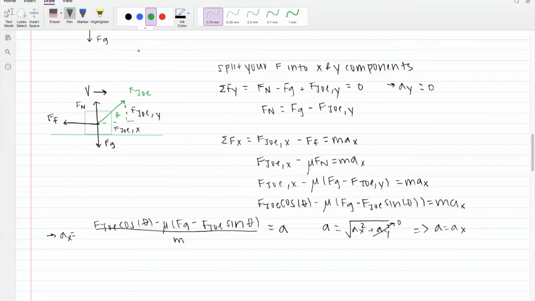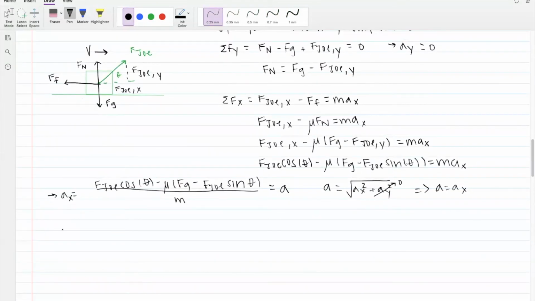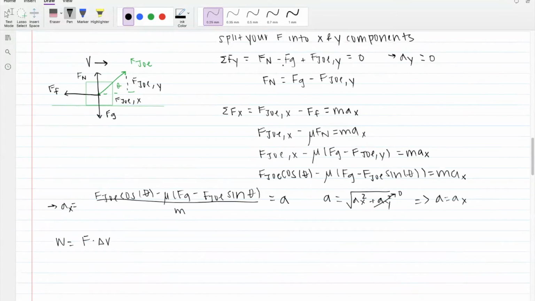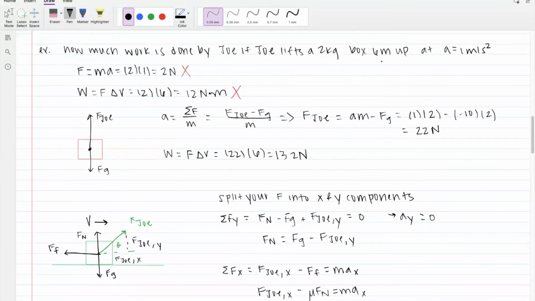Now let's look at the calculation of work done by Joe. So work is equal to F times delta R. And let's say that this block is moved 6 meters to the right in this scenario.